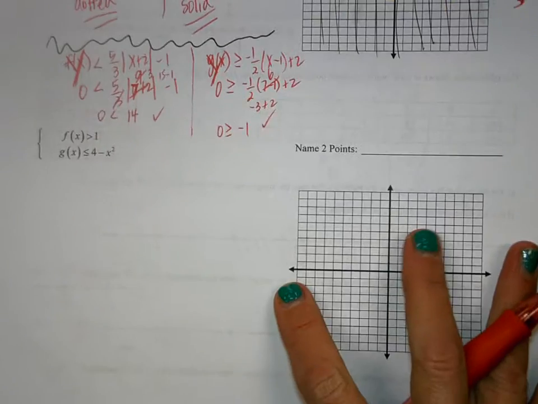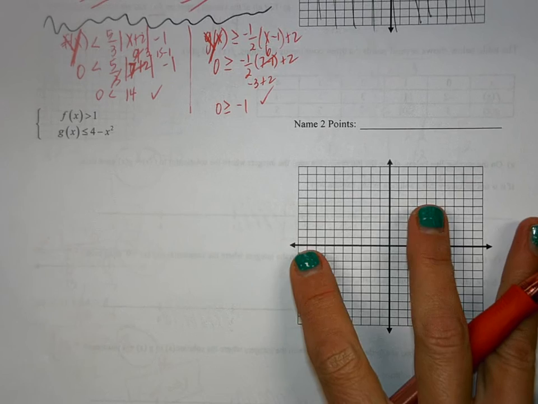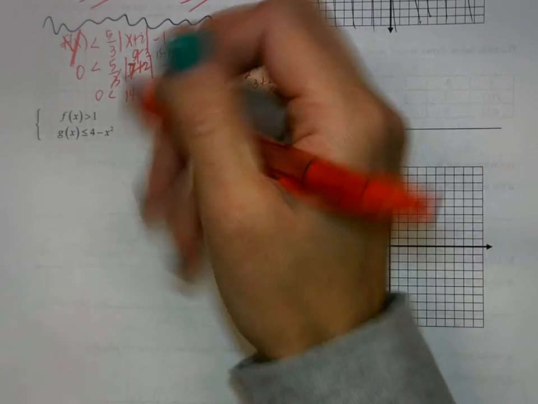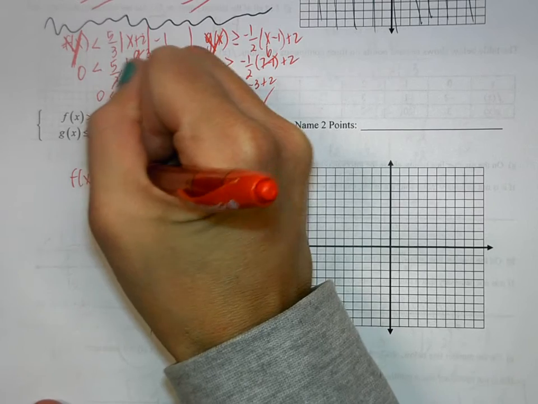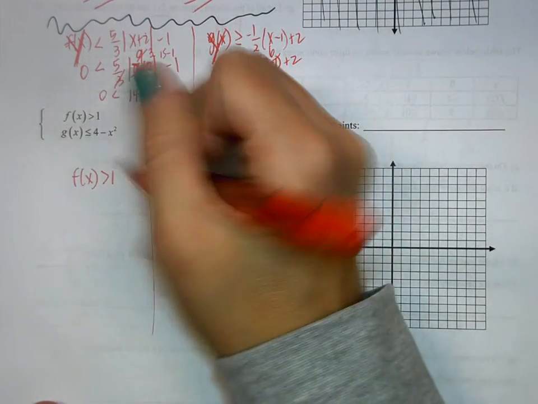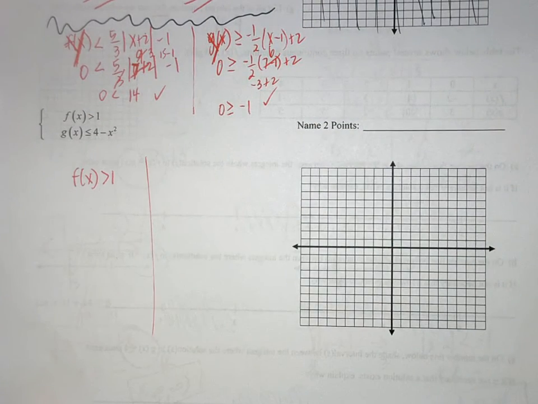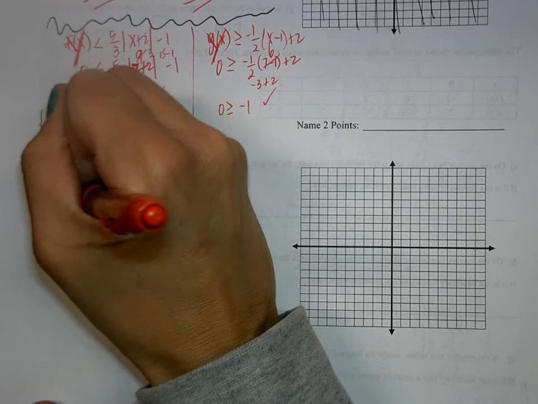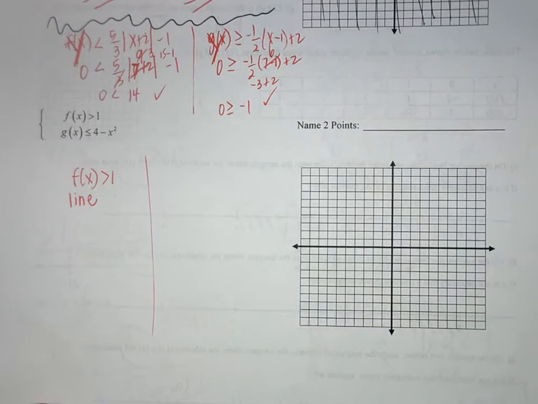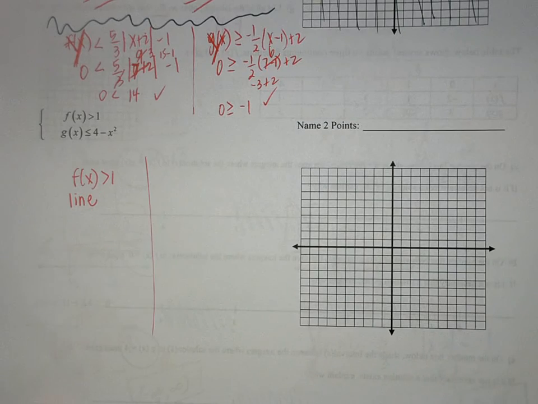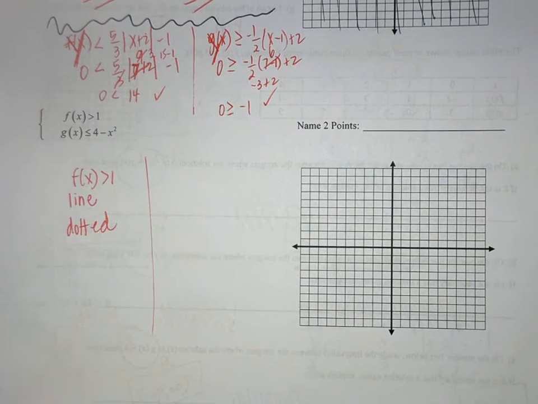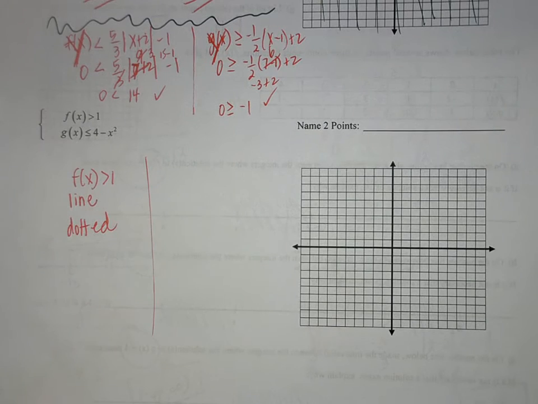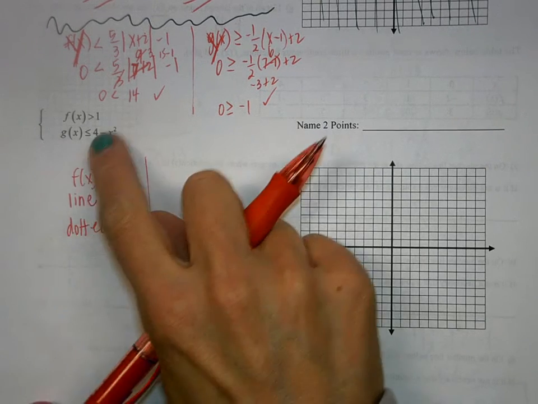So we have another system. Okay, our first one we have here is f of x is greater than 1. Okay? What type of graph will that be? Good. It's going to be a line or linear. Is it going to be solid or dotted? Very good. And again, how do you know? Guys, focus, please. Okay. It doesn't have the equal sign.